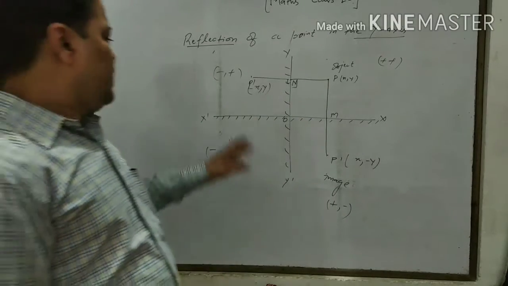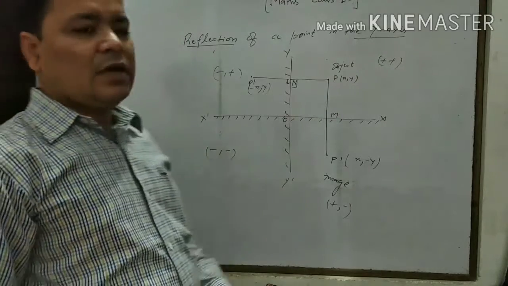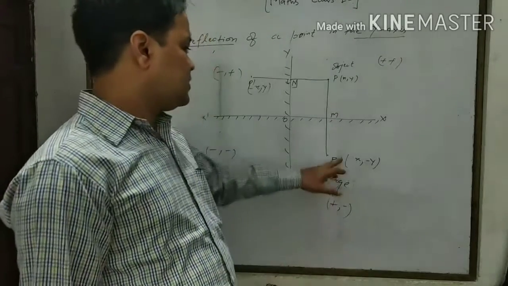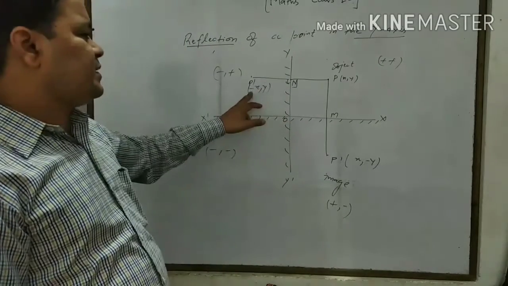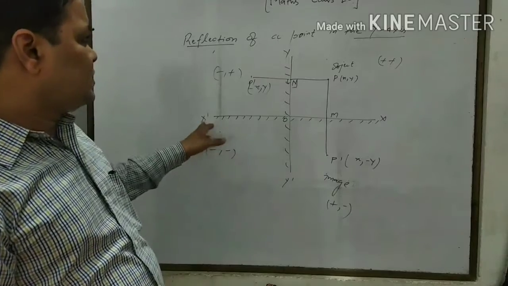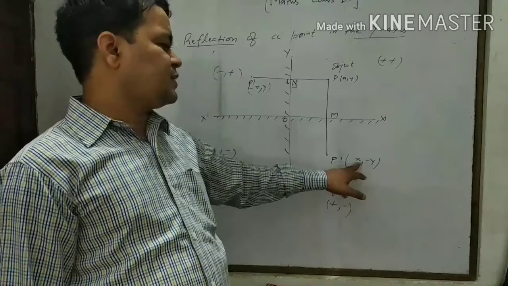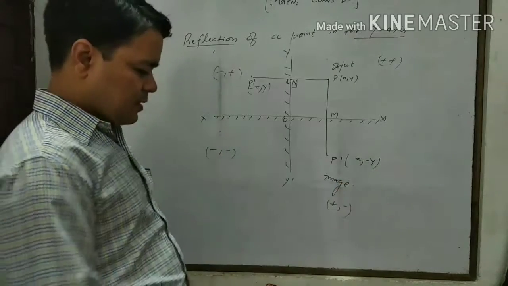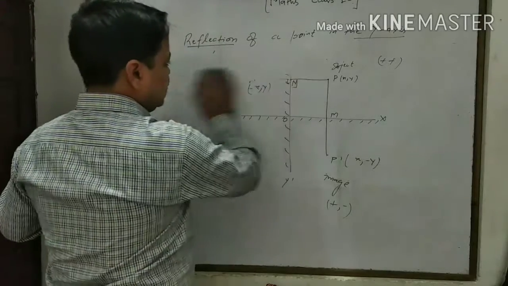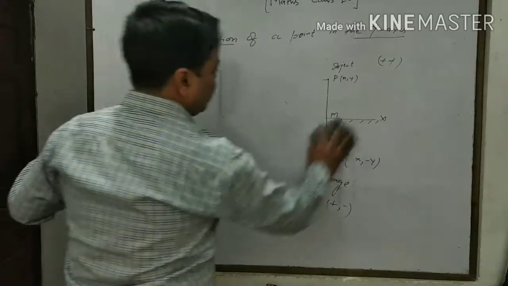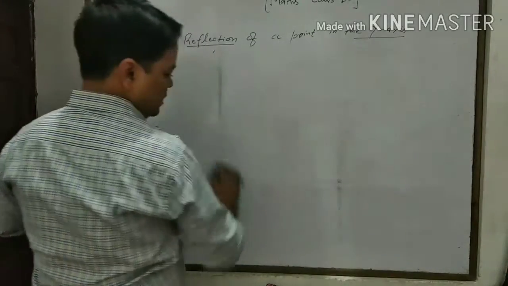Okay, if we have any point (x, y), then the coordinate of its image, if the reflection of the point is in the y-axis, will be (-x, y), and if the reflection of the point is in the x-axis, then its coordinate will be (x, -y). Okay, this is the reflection of a point in the x-axis and y-axis respectively.